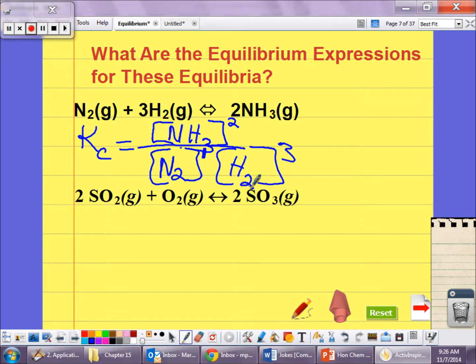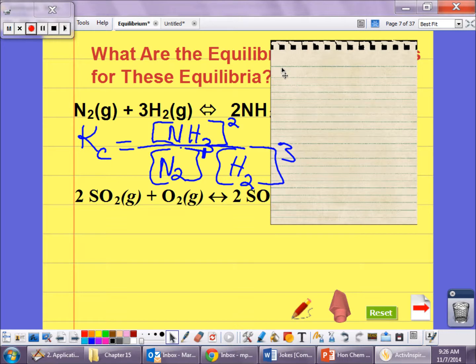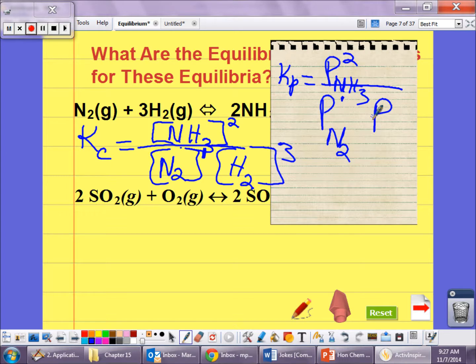I can do the exact same thing with pressure. With pressure, like I said, I can write down Kp equals, now I'm not going to use bracket. I'm going to use capital P for pressure. I will put the substance as a subscript here, NH3, and I'm going to still use the exponent for the P over, I use capital P, this is my N2 as a subscript, and when it's 1, I don't have to put a 1, and then times another pressure with subscript H2 raised to its coefficient.